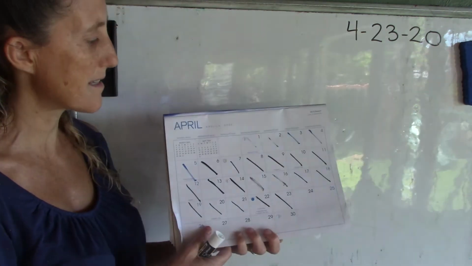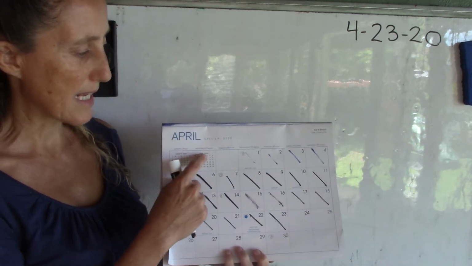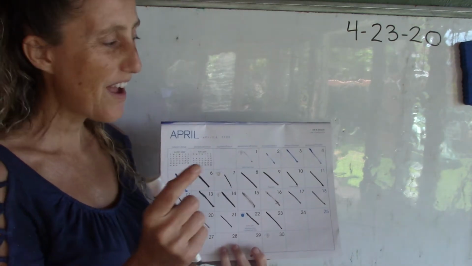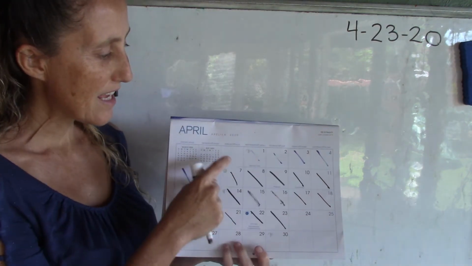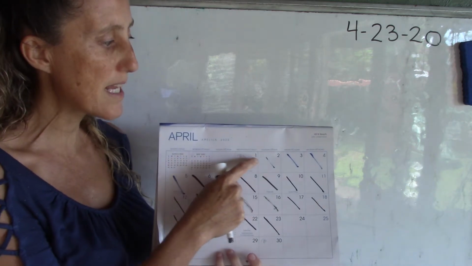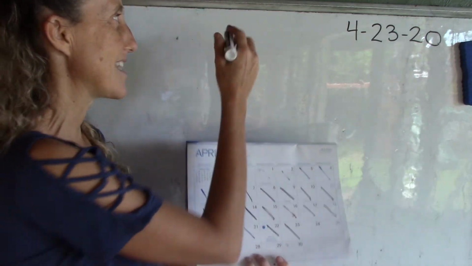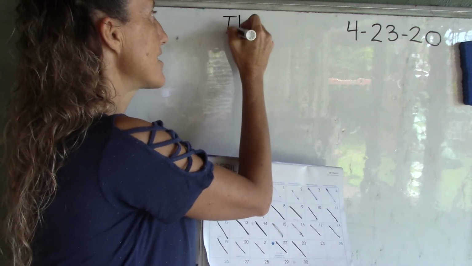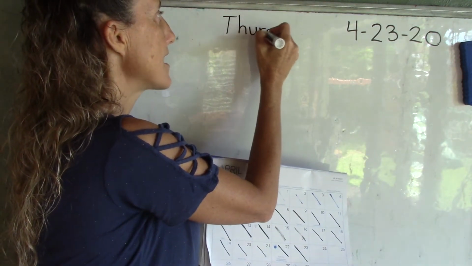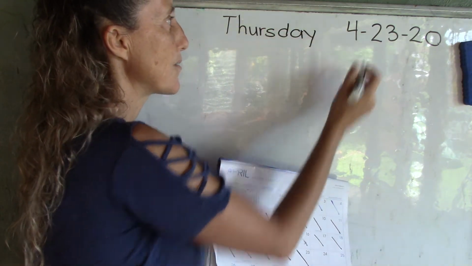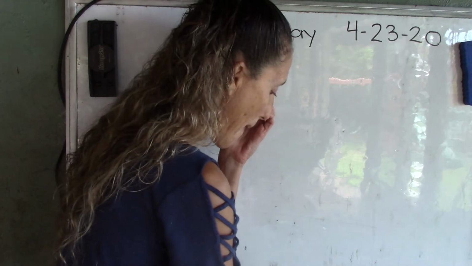Okay, let's do our days. Sunday, Monday, Tuesday, Wednesday, Thursday, Friday, Saturday. If yesterday was Wednesday, then today is Thursday. Capital T-hursday. Today is Thursday, April 23, 2020.